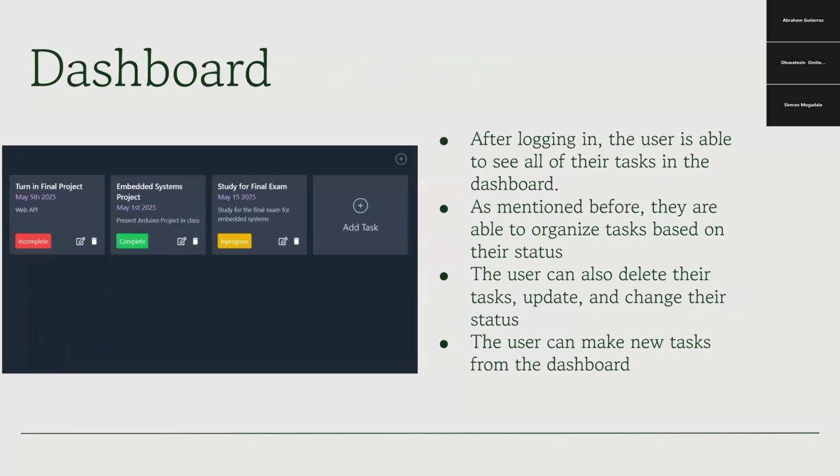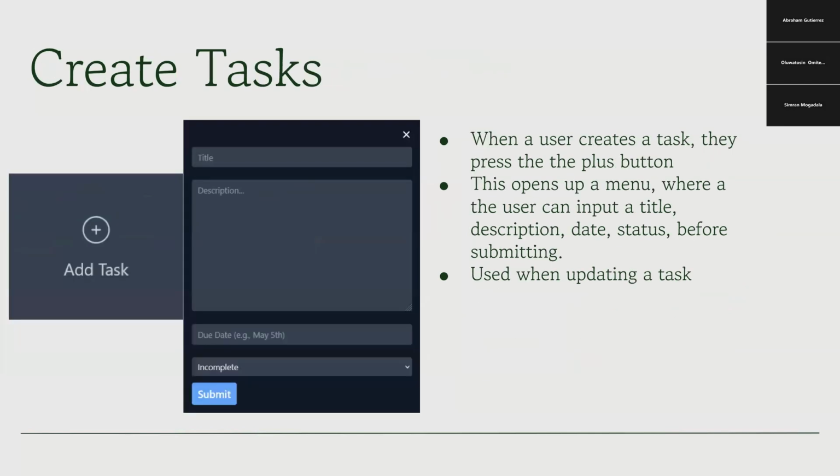The next is a dashboard where it shows all the tasks that the user has created. So after logging in, the user is able to see all their tasks in the dashboard. And as mentioned before, they're able to organize their tasks based on their status. The user can also delete their tasks, update and change their status, and the user can make new tasks from the dashboard. So when it comes to creating a new task, the user presses the plus button. This opens up a menu where the user can input a title, a description, a date, and a status before submitting. And this menu is also used when updating a task.